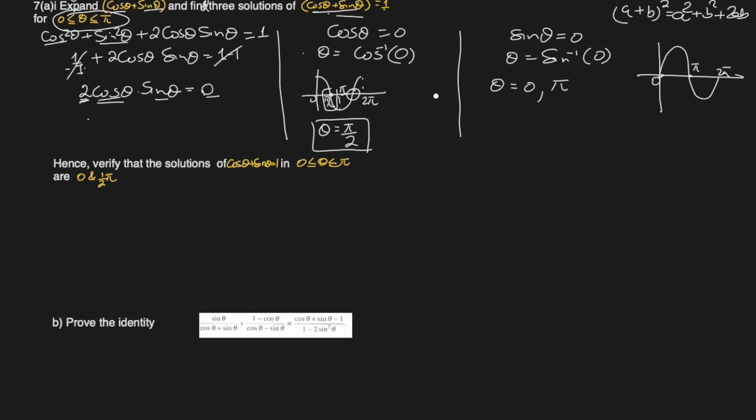So what answer did I get? I got pi by 2, 0 and pi. These 3 answers are there, and they said find 3 solutions of this. We have found 3 solutions.